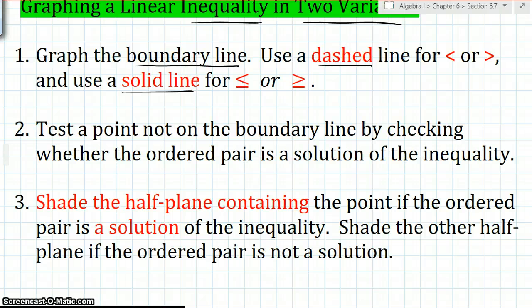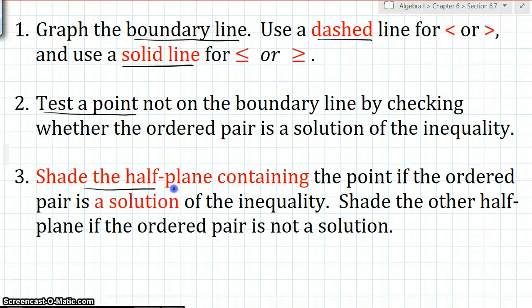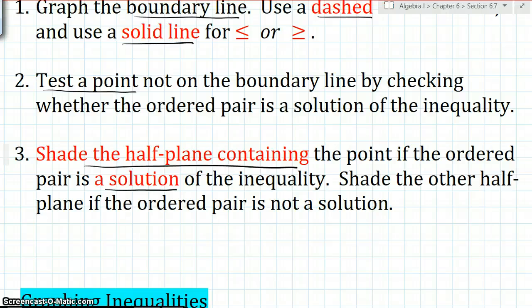Now to find out where we're going to shade, we're going to pick a test point to see whether it's a solution or not. And you're going to shade the half plane that contains the point that's a solution. If you get a point that's not a solution, you're going to shade the other side. So let's go through some examples.